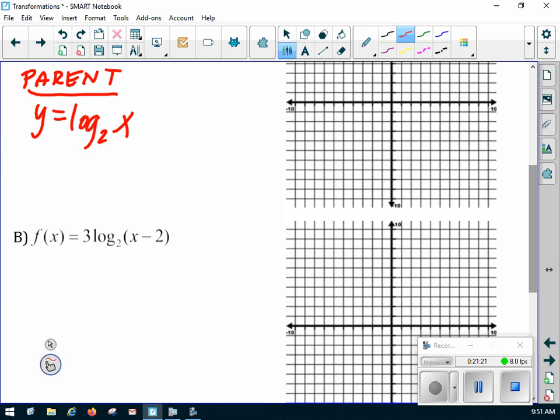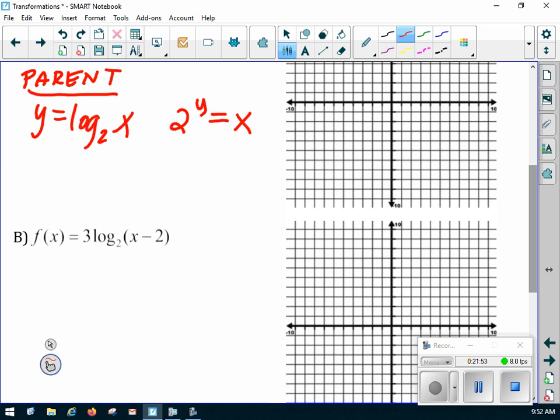Rewrite this as an exponential. Just do a rewrite. Don't find an inverse, rewrite. 2 to the y equals x. Do you buy that? So 2 to the y equals x. Now, folks, these are the same thing. They are not inverses of each other. They are the same thing, just one written as a log and one written as an exponent. Are you okay so far?